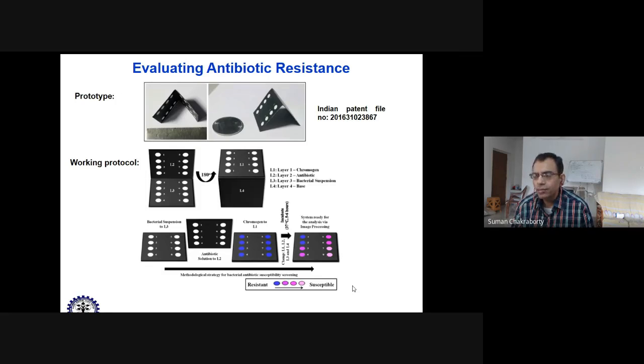When you bring these layers together, the antibiotic comes in contact with the bacterial solution, and if the bacteria is killed by the antibiotic, the color of the chromogen will start changing from blue to pink. The fractional change from bluish to pinkish will give an indicator of what fraction of the bacteria is killed by the antibiotic. In this way, the doctor sitting in the chamber can assess the antibiotic resistance of different antibiotic drugs and give the patient the appropriate antibiotic drug which will kill the bacteria.